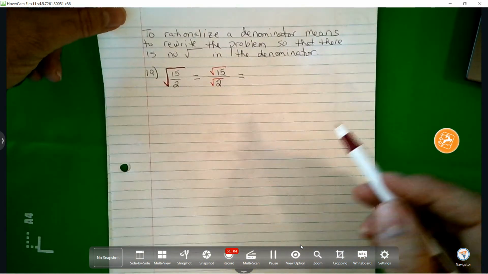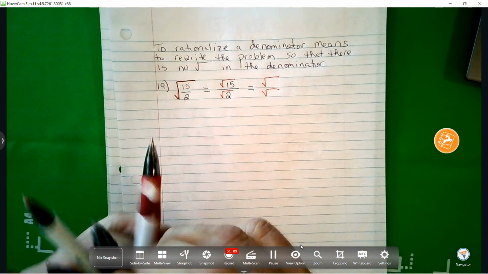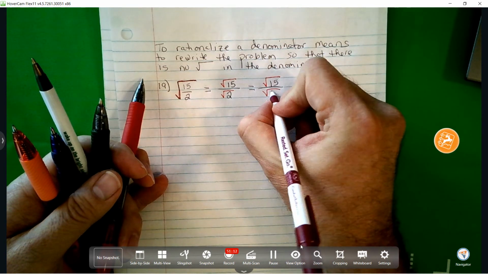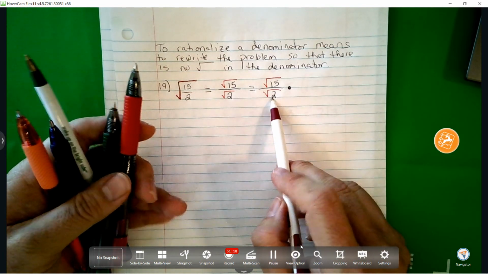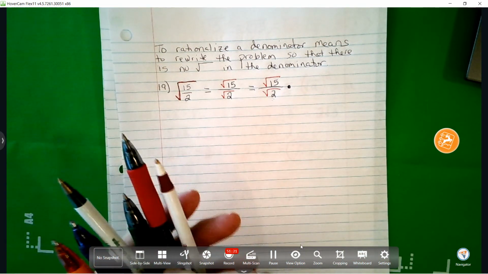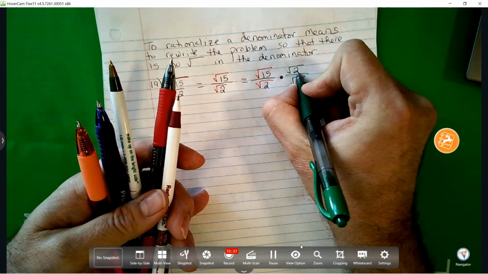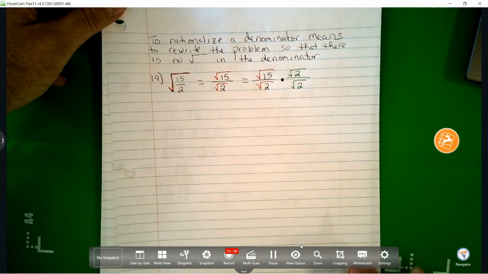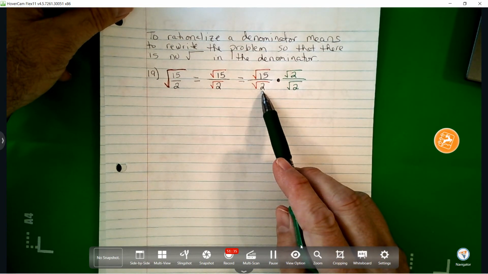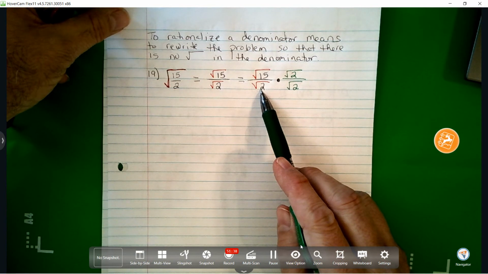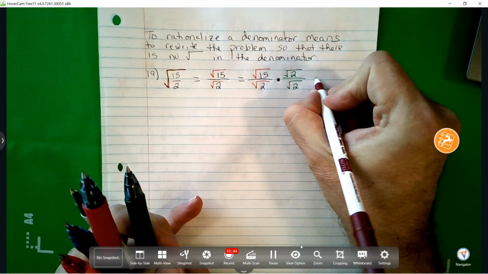So what we're going to do on this one, let me write it. Square root of 15 over square root of 2. We're going to multiply above and below by the square root in the bottom. Let's multiply above and below by the square root of 2. So if someone says, how do you rationalize the denominator? You say, multiply above and below by the square root in the denominator. There's a square root of 2 in the denominator, so we multiply above and below by that. And look what's going to happen.